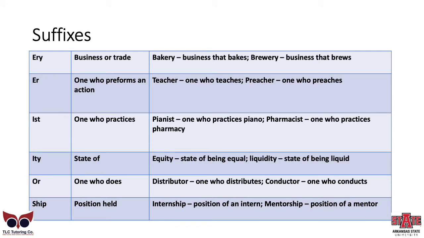Ery, business or trade. A bakery is a business that bakes. A brewery is a business that brews. Er, one who performs an action. A teacher is one who teaches. A preacher is one who preaches. Ist is one who practices. A pianist is one who practices the piano. A pharmacist is one who practices pharmacy.